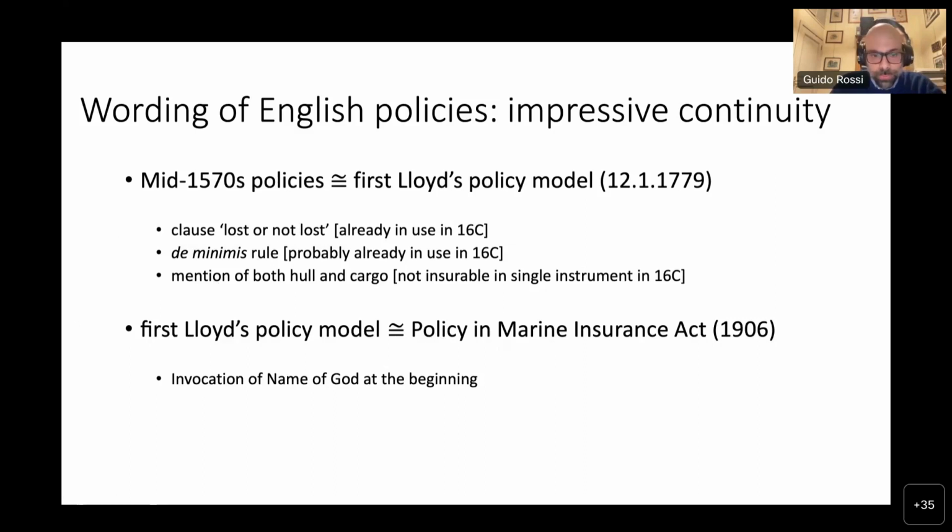The only difference is in the name of God, Amen. The invocation of God was dropped in the late 19th century, but nothing else changed. So basically, the 16th century policies we have now look exactly identical to the policies used in the early 20th century in England. It's a continuity which, as far as I know, has no parallel in any other jurisdiction.